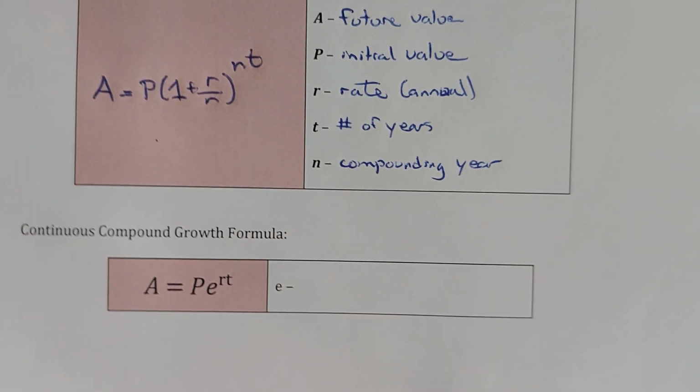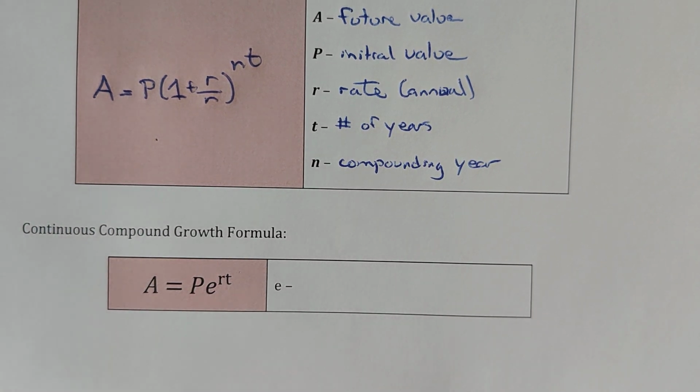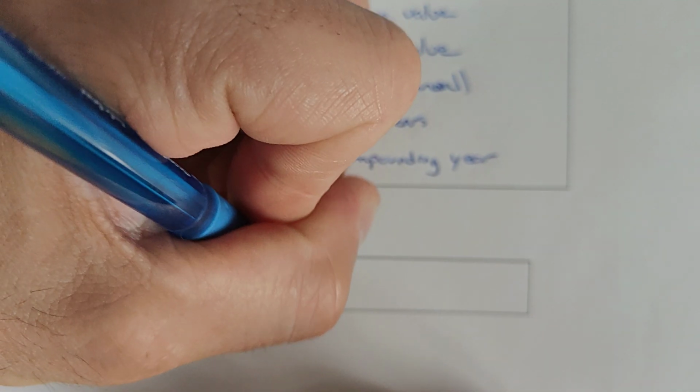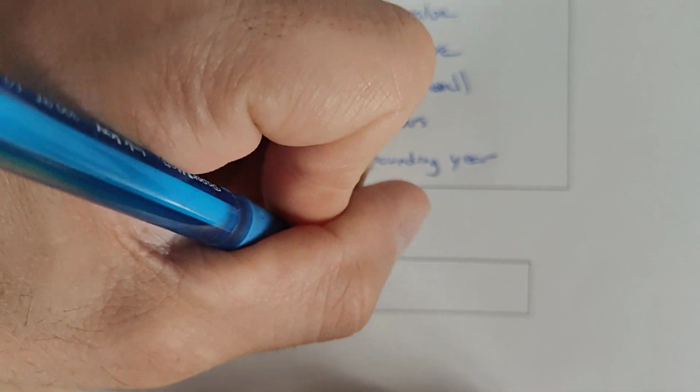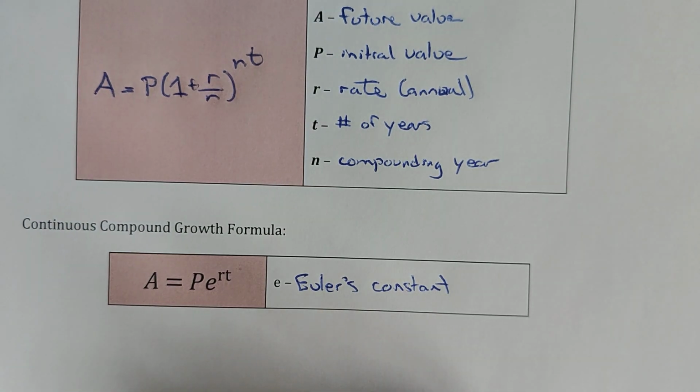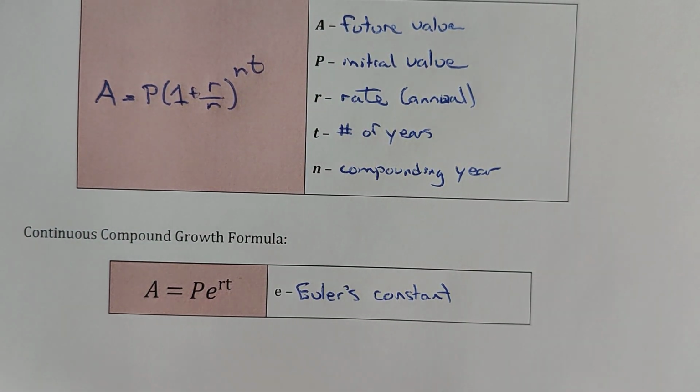Now, the continuous compound growth formula, it's a little bit different. It's A equals P e to the power of rt. r, t, P, and A are exactly the same as in the compound interest formula. What changes is e. This is called Euler's constant. So that's Euler's constant. This is a very specific constant number like pi, where it never changes.